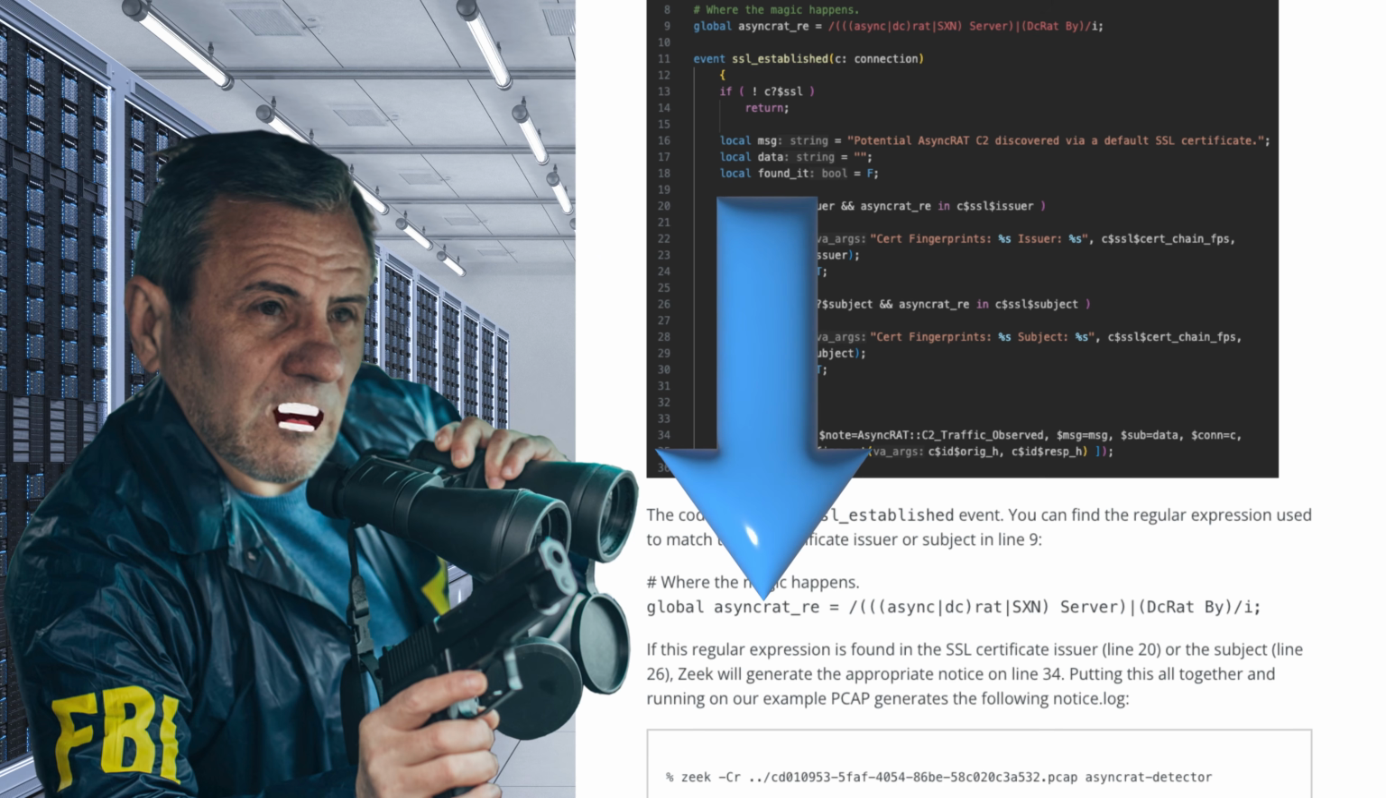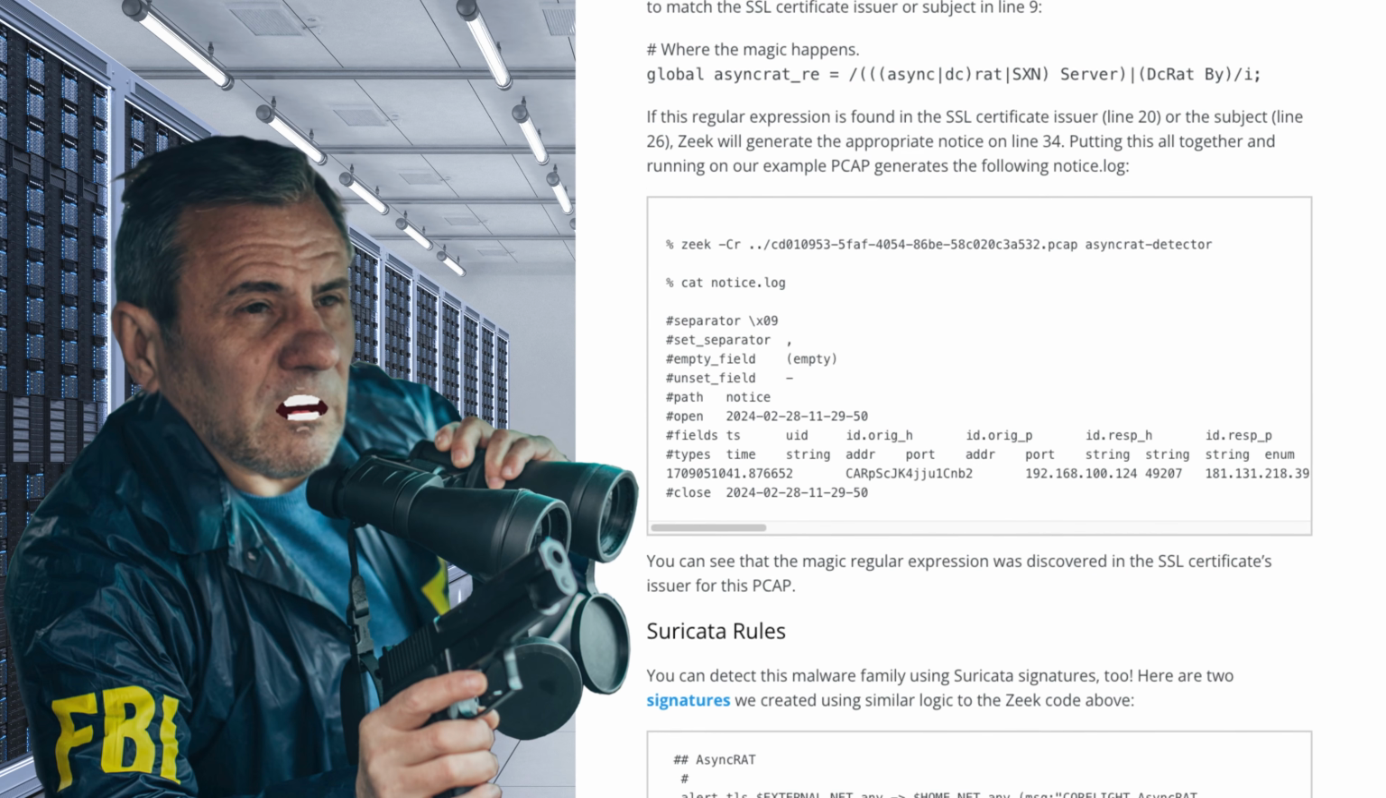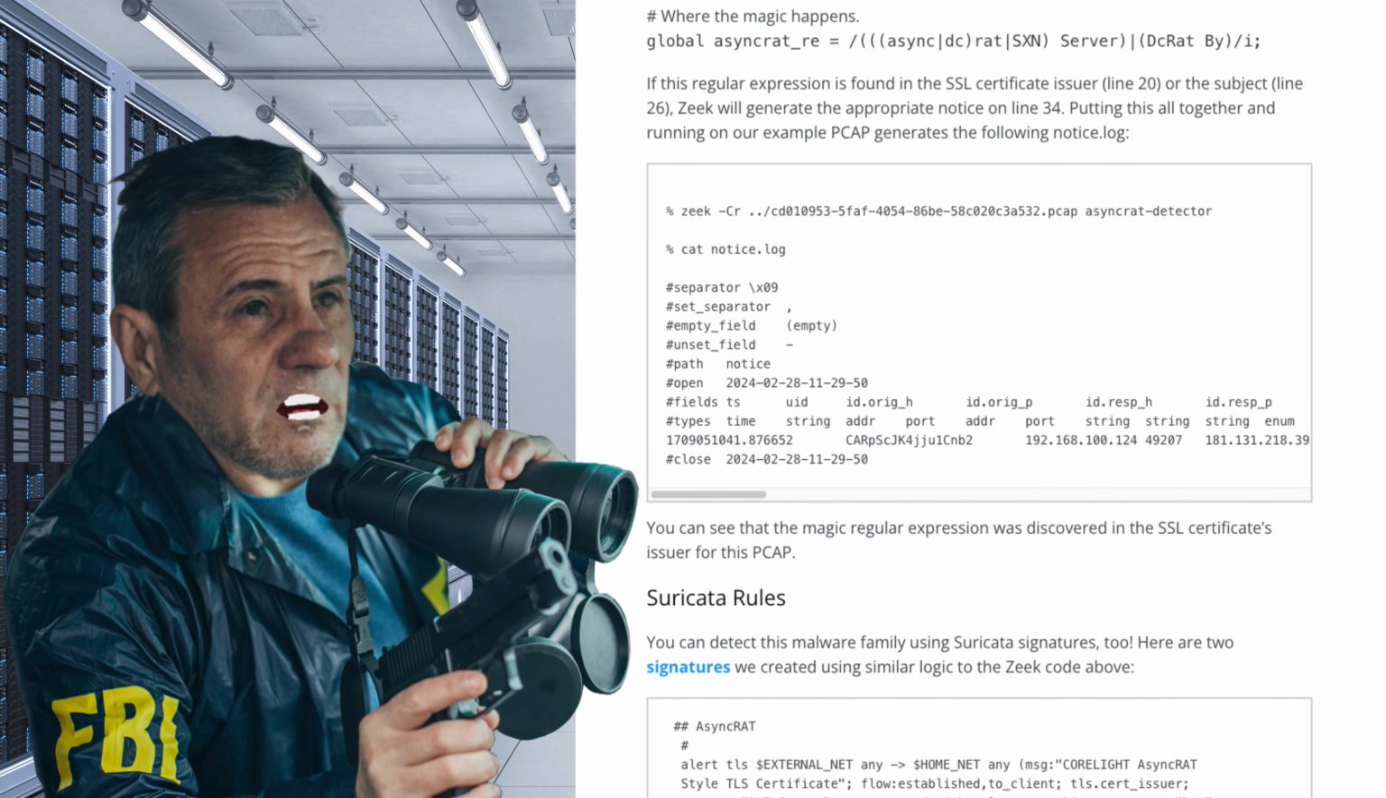You can see all the AsyncRAT, DC, and SXN markings that we talked about earlier. Lastly, when this regular expression is found in the SSL certificate, a notice will be generated. So you can go to your notice.log and look at the line there, and it will tell you all about the AsyncRAT detection.